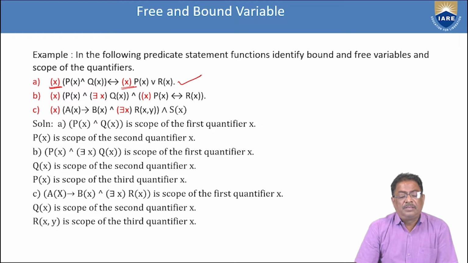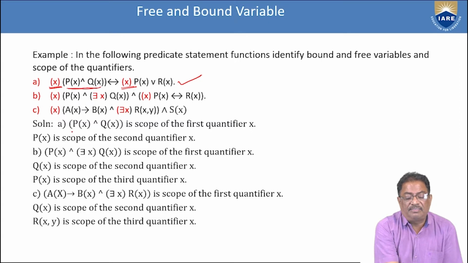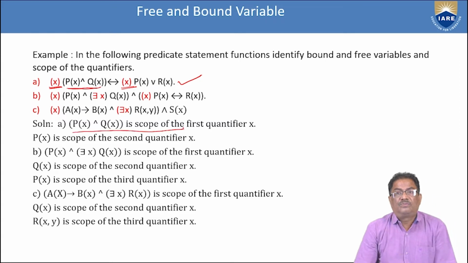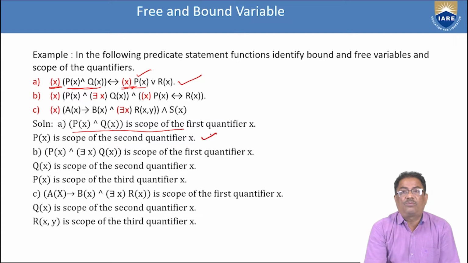And next, the scope of the first quantifier is this. That means the predicate which is followed by the quantifier is nothing but the scope of the first quantifier x. And the next quantifier is this. So the second scope is p of x, the scope of the second quantifier.